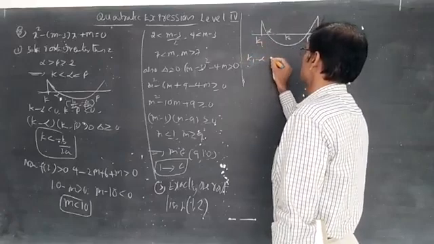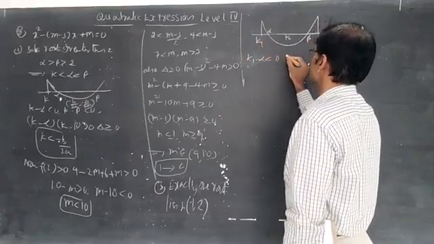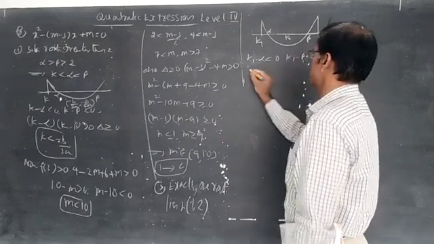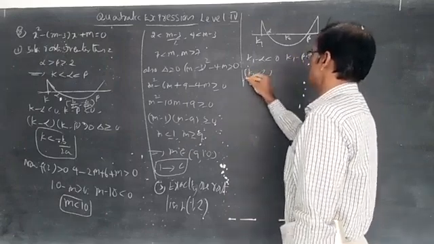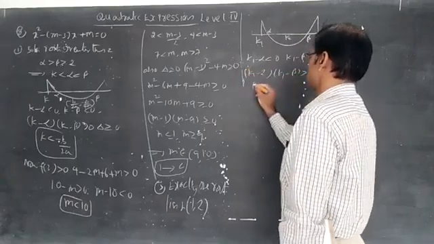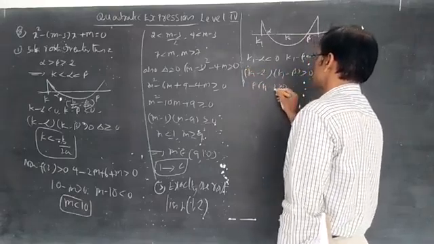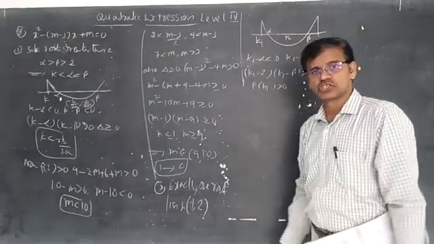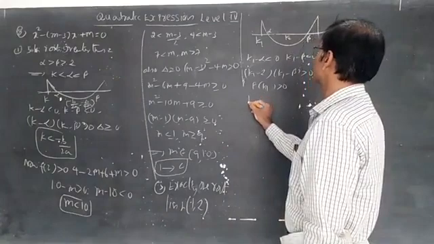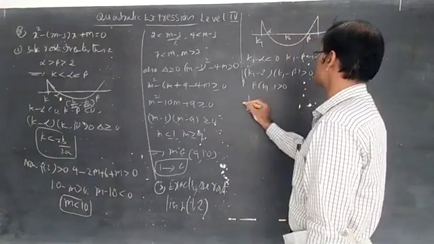Now you can understand k1 less than alpha, k1 minus alpha less than 0, and k1 less than beta, k1 minus beta less than 0. You can write k1 minus alpha into k1 minus beta greater than 0. So we can say that f of k1 greater than 0. It's okay.